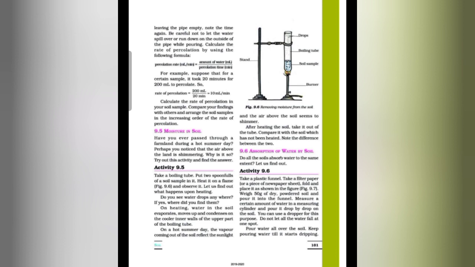Weigh 50 gram of dry powdered soil and pour it into the funnel. Measure a certain amount of water in a measuring cylinder and pour it drop by drop on the soil. You can use a dropper for this purpose. Do not let all the water fall at one spot. Pour water all over the soil. Keep pouring water till it starts dripping.